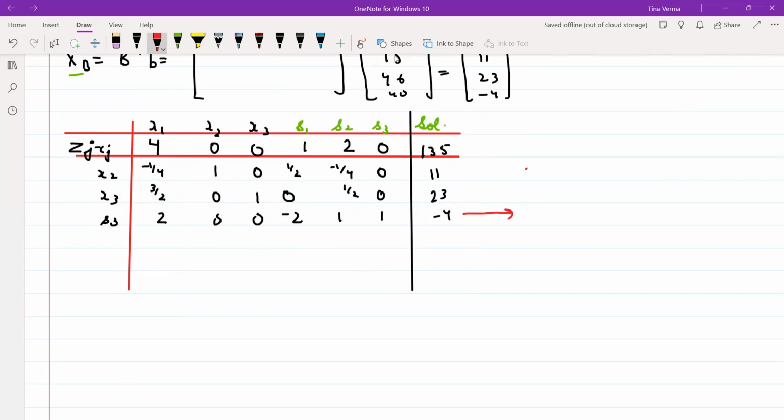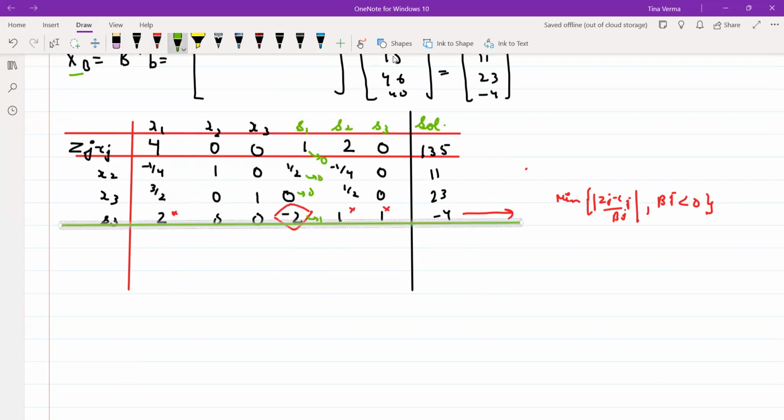That means this will be the leaving variable, right? So we have to find the minimum ratio, that is of your Zj minus Cj divided by beta j, and your beta j should be less than 0, right? So that means that will be my entering variable. For this variable I will not find, for this only this is the minimum element. So this will be my pivot element. What I have to do with the pivot element? I have to make this as 1, this as 0, this as 0, and this as 0. So you can start with your simplex iterations.